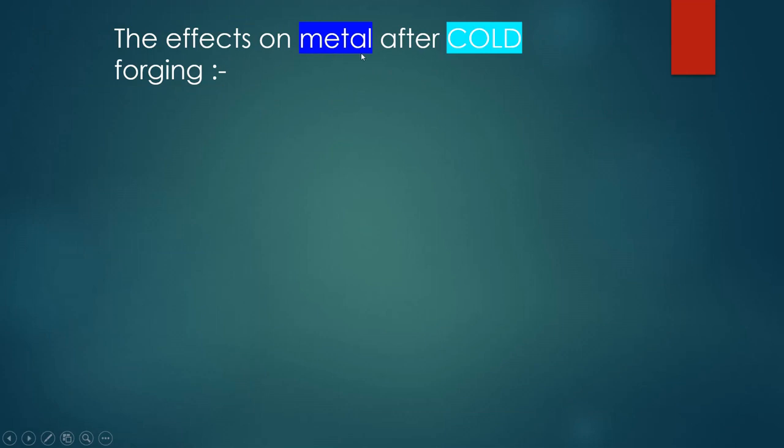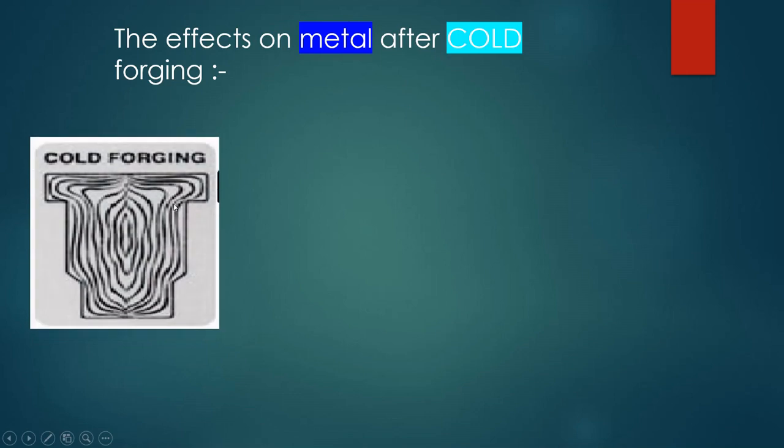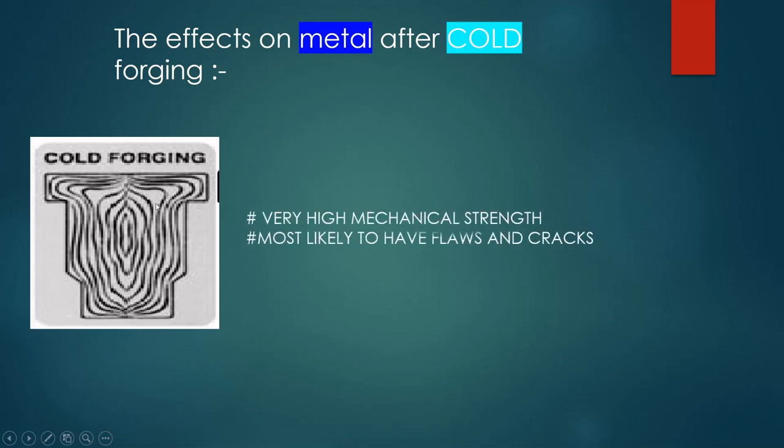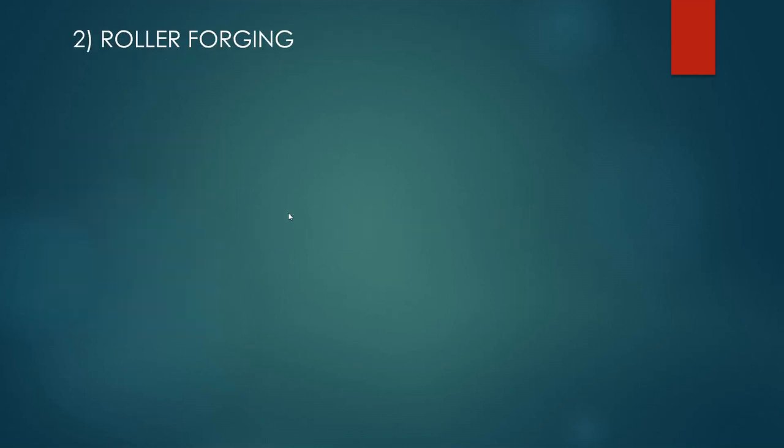Now effects of cold forging on metal imply that when we cold forge the metal, the grain structure is not homogeneous. As we can see, the metal is not heated, the outer layer gets compressed and increases the mechanical strength, but the inner layer remains as it is. Now this gives very high mechanical strength as the outer layers are compressed, but it is most likely to have flaws and cracks in it.